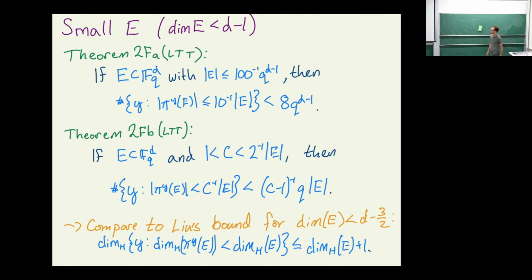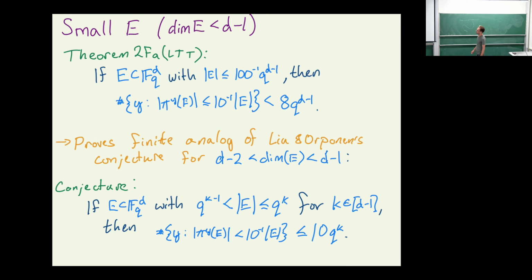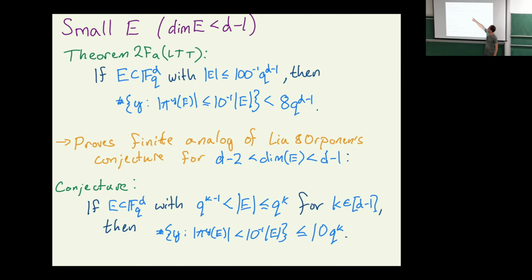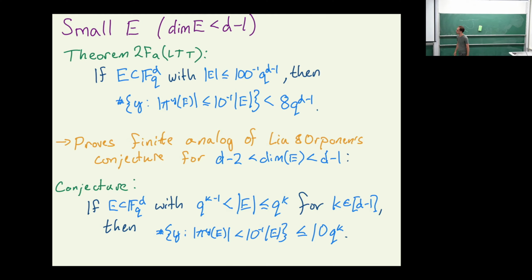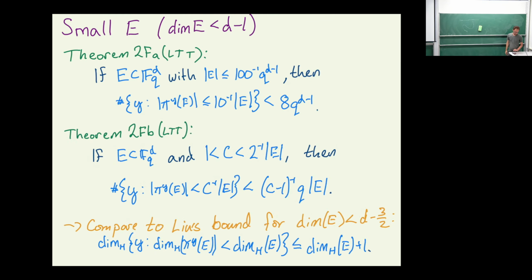So this theorem doesn't give a good result when the cardinality of E is much smaller than Q to the D minus 2, because then we expect that the exceptional set would be even smaller than this. In that range, we don't have the course. What we have is something that more or less corresponds to Liu's theorem.